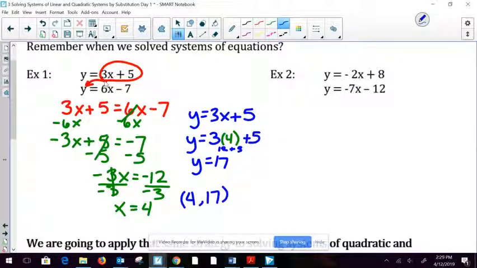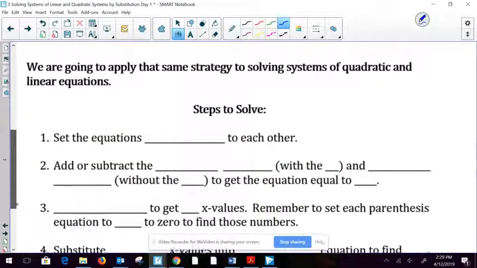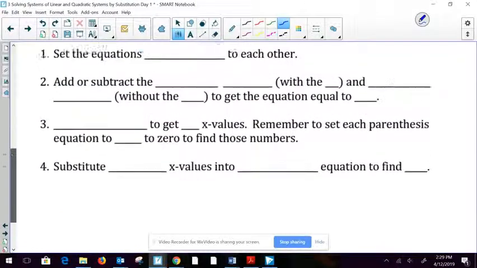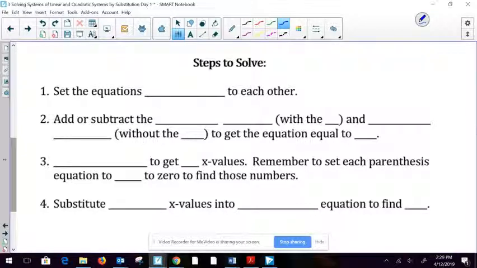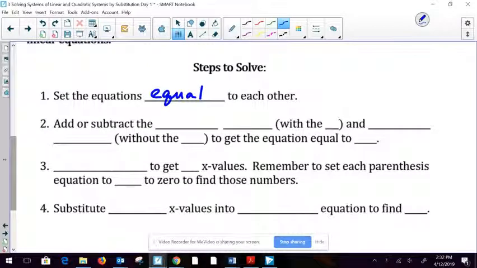So I'm going to take that same skill set, that same idea, but instead of having two lines, I'm going to do it with quadratic and linear equations. Looking here, steps to solve. The first thing that we're going to do is set the equations equal to each other, just like we did in the example above. After that, you need to add or subtract the linear term.